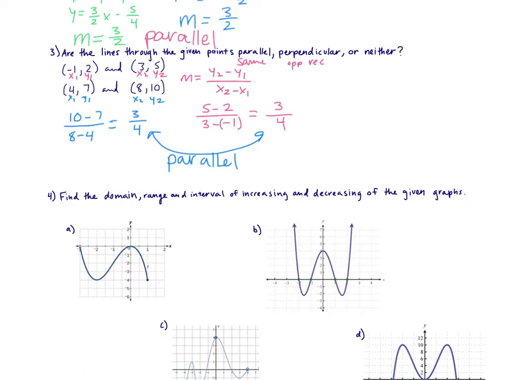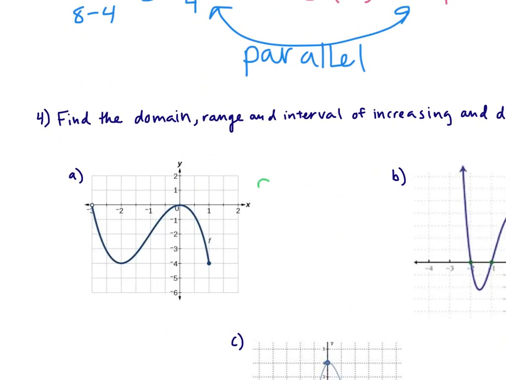Okay, number 4. We need to find the domain, range, and interval of increasing and decreasing for each graph. So let's start with our domain. Remember, our domain goes from left to right. So we start at our furthest left point. We see that we have an open circle here. An open circle means that we're going to use parentheses. So we have parentheses, -3, and then our furthest right point of this graph is 1. And that's a closed circle, so we use our bracket.